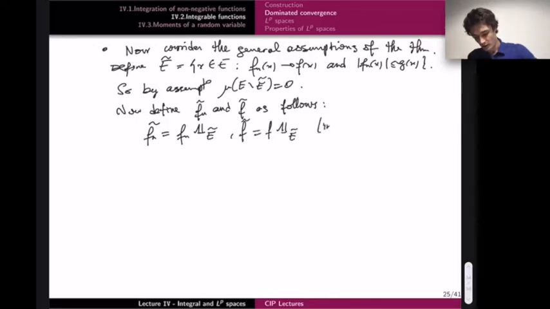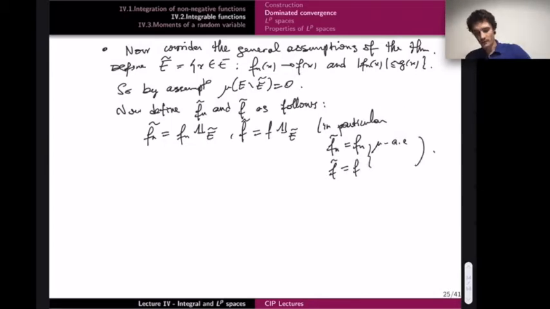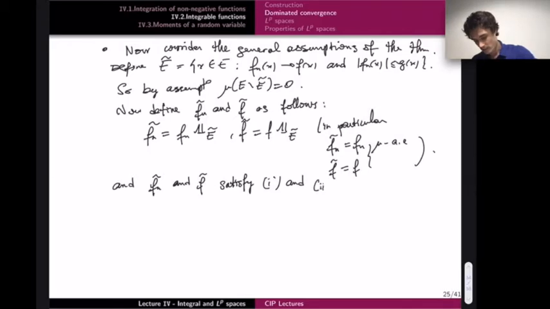In particular, f_n tilde is equal to f_n mu almost everywhere. f tilde is equal to f mu almost everywhere. And f_n tilde and f tilde now satisfy 1' and 2'.